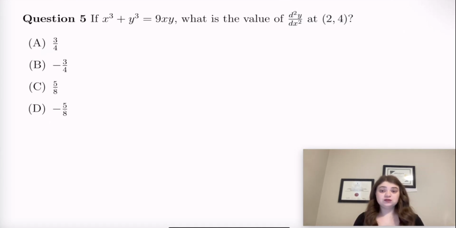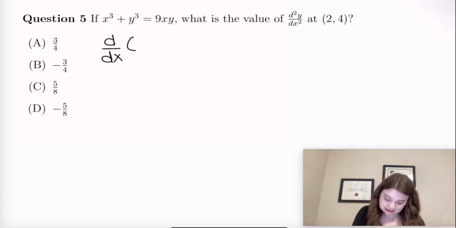So first step for this will be just the same as before. We're going to differentiate everything with respect to x, right? Because in order to get the second derivative, we first have to find the first one. So let's do that. Let's differentiate everything with respect to x.